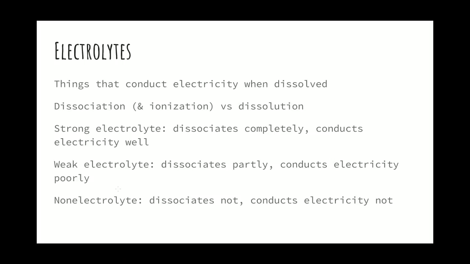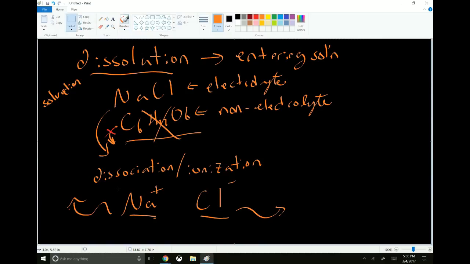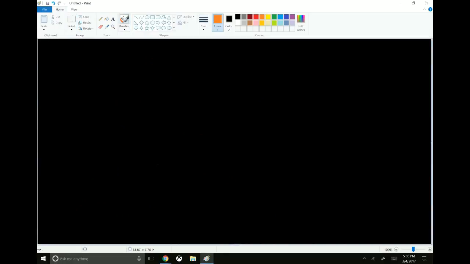A strong electrolyte is any ionic compound that completely dissociates when it enters solution. Any ionic compound is going to be a strong electrolyte. Doesn't matter if it's soluble or insoluble, it's going to enter solution a bit. And when it does, it will completely dissociate. So sodium chloride is nicely soluble. Let's go ahead and make that clear. It is soluble, so it is a strong electrolyte.